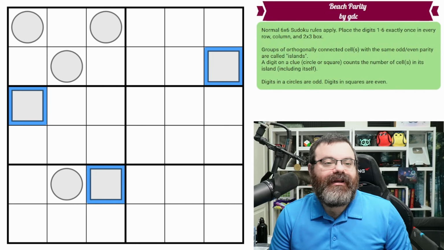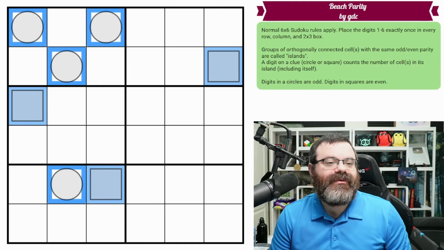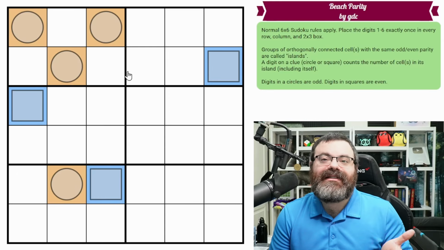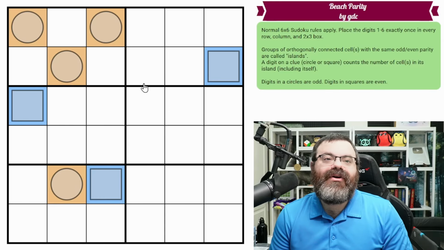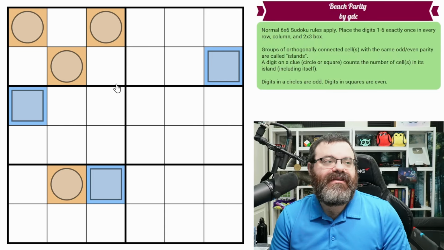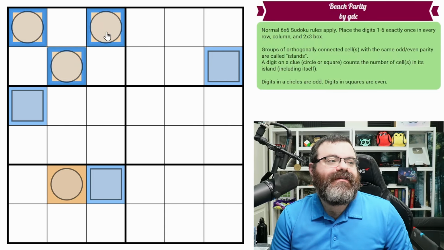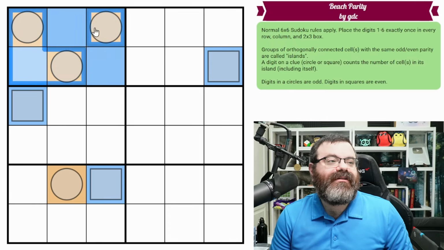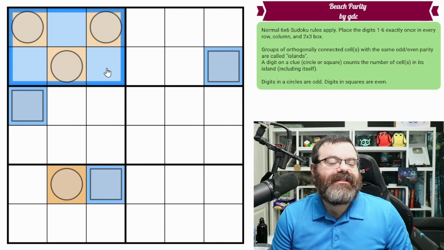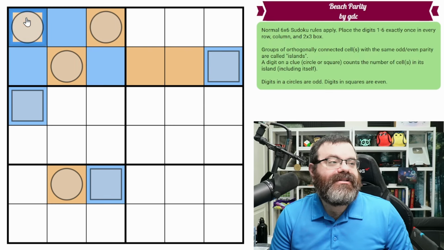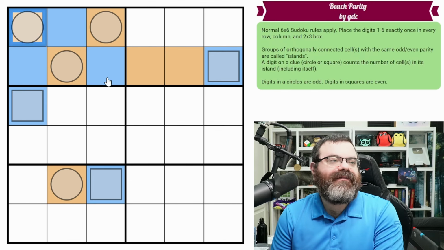I'm going to start by coloring to remind myself. So those are blue and those are orange. And so one thing we know is that in a 6x6, we have the digits 1 to 6. So exactly half of them, 3 of them, are odd and 3 of them are even. So these are going to be the 1, 3, 5, right? And these are going to be the 2, 4, 6. So they're even. And so every single row, column, and box is going to have 3 of each color. So we already have 3 blues here, so these are going to be orange. Okay, so this is an island of size 1, so we have to put a 1 there.